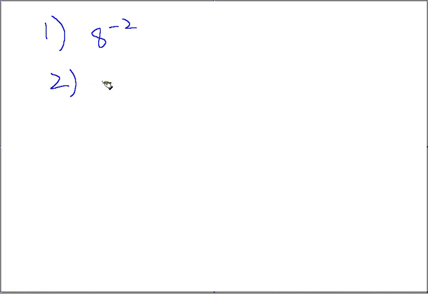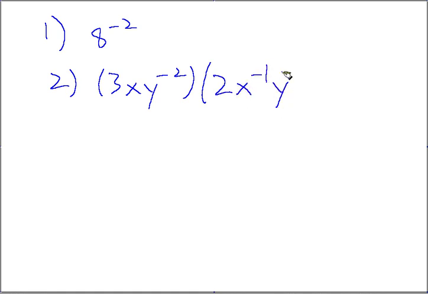Number 2, I want you to multiply the following: 3xy to the negative 2 times the quantity 2, x to the negative 1, y, all that to the negative 3rd power. Take your time to simplify. This one's a little more challenging.